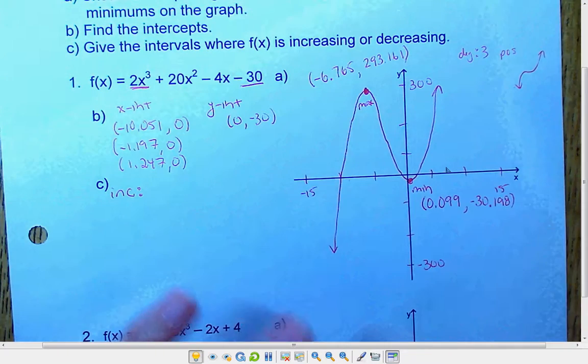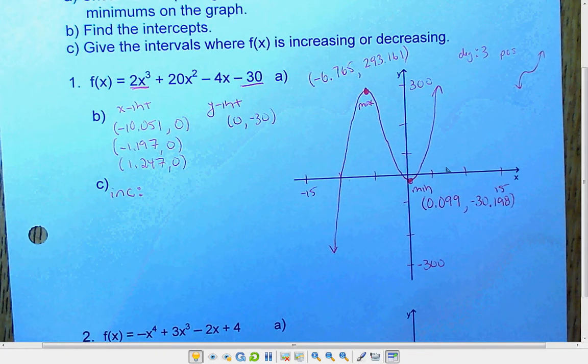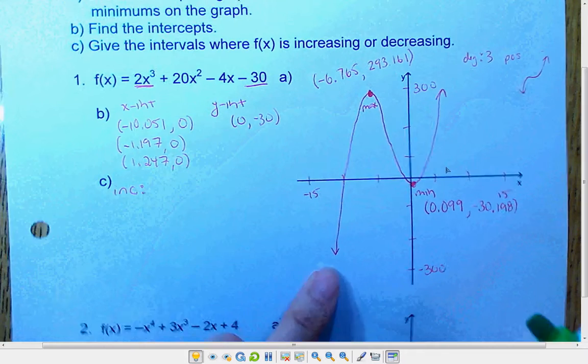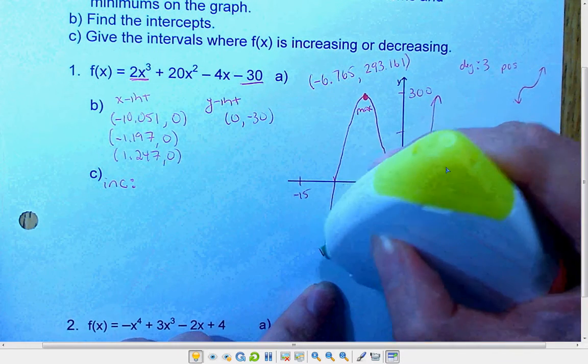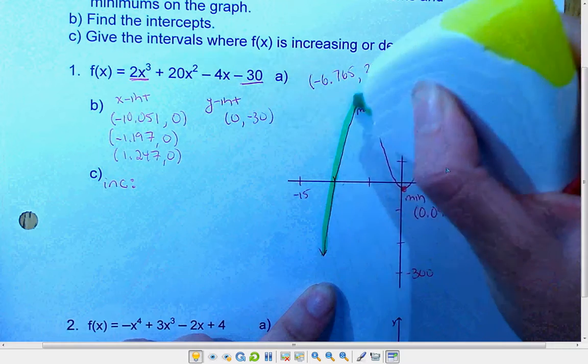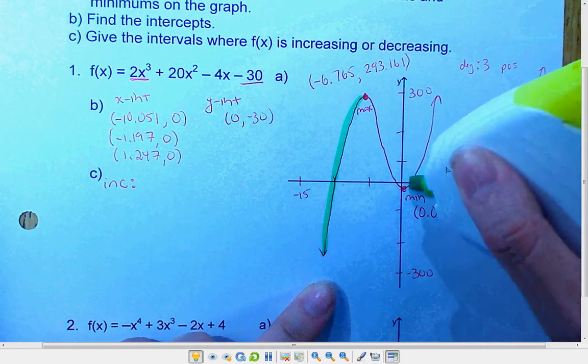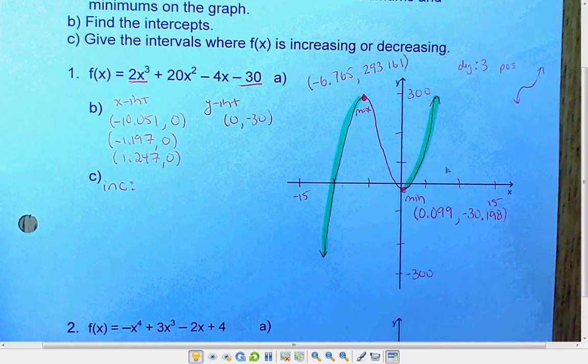So increasing is when this graph is going up from left to right. Again, it doesn't matter which direction the arrow is pointing, it's just from left to right. So in this case, it's increasing from here to here, and then also from here to here. So you have 2 sections where it's increasing.